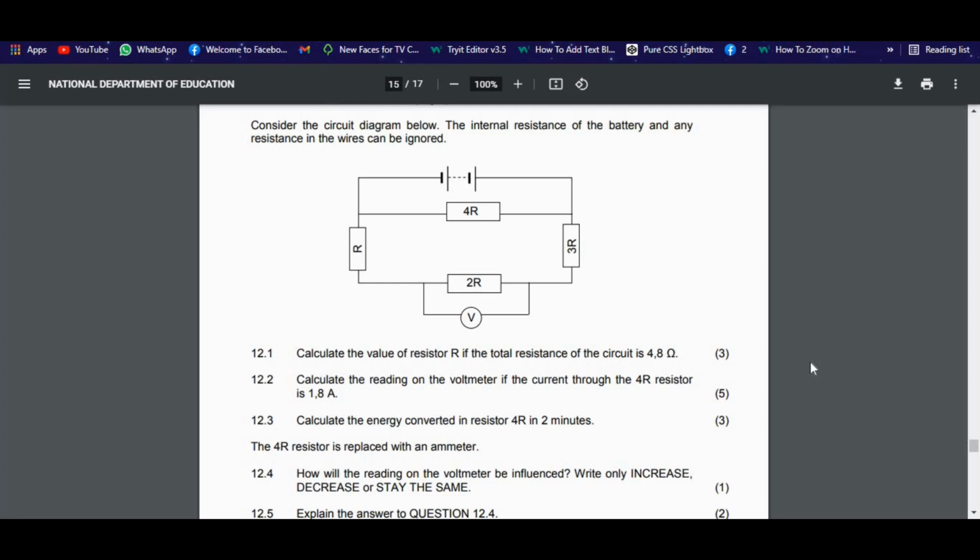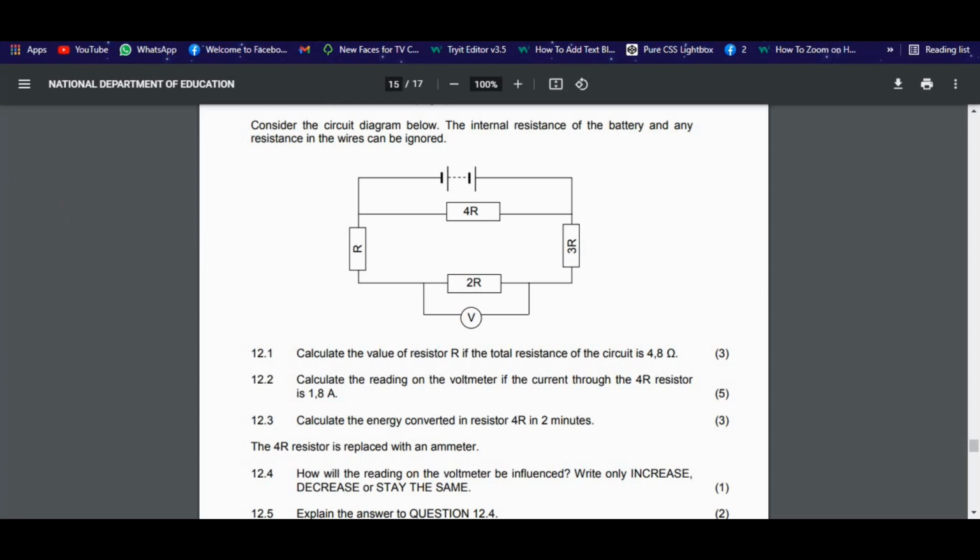Calculate the energy converted in resistor 4R in 2 minutes. So that's a power formula. And then this says the 4R resistor is replaced with an ammeter. How will the reading on the voltmeter be influenced? Write down only increase, decrease, or stay the same. And then 12.5, explain your answer. So that's about 15 minutes to do this question until 12.5. I think that's the last question anyway. So 15 minutes to finish the entire question 12. And then we will mark and go through it one question at a time.